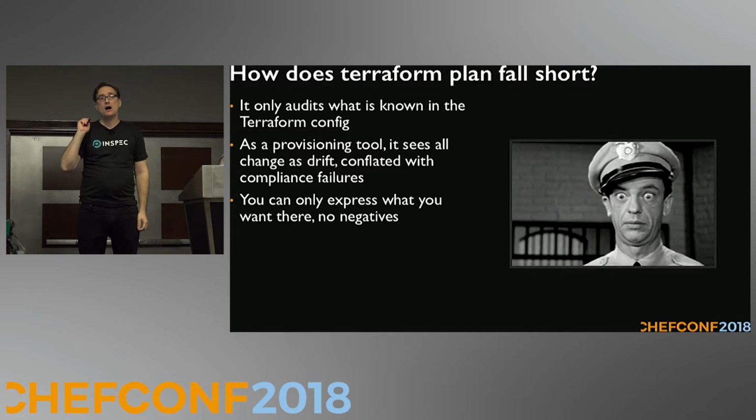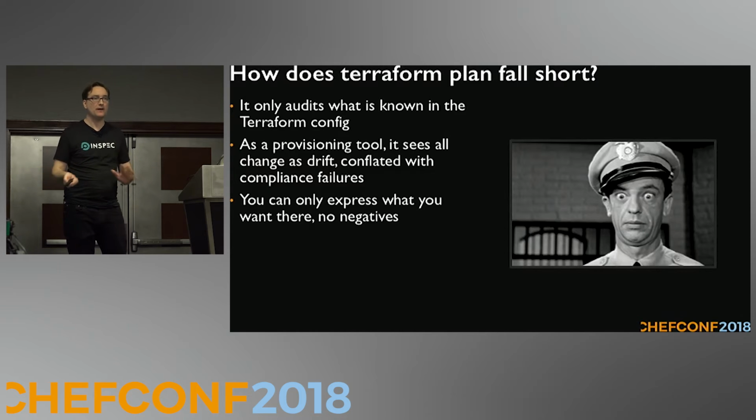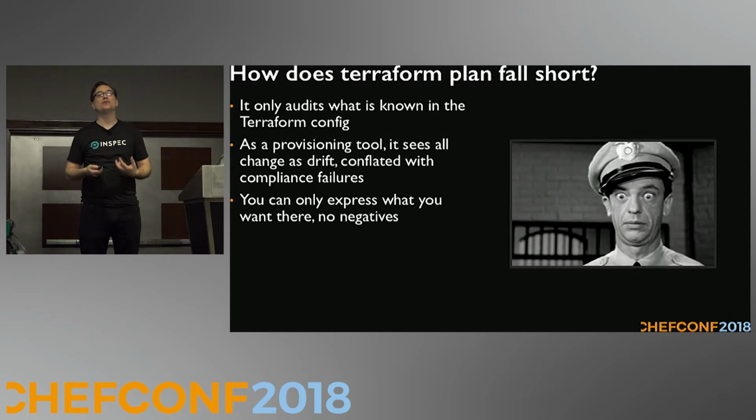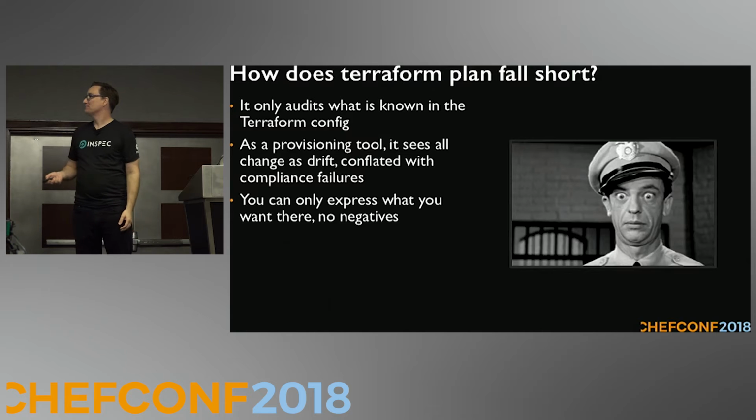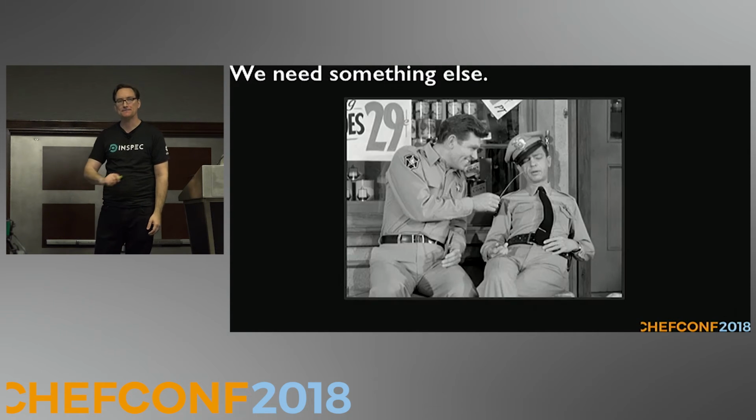Finally, you cannot say a negative in Terraform. You can't say things like, I don't want any security groups, firewall rules, that are open to the world. You just can't say that. Because in Terraform, you're saying what you do want to exist, and Terraform's job is to make that exist. You can't write an anti-resource in Terraform. Sorry about the plosive. Right. So you can only express positive tests. So we need something else.